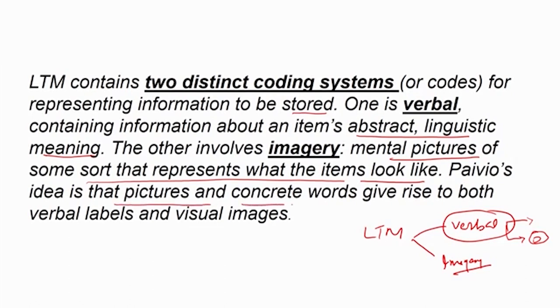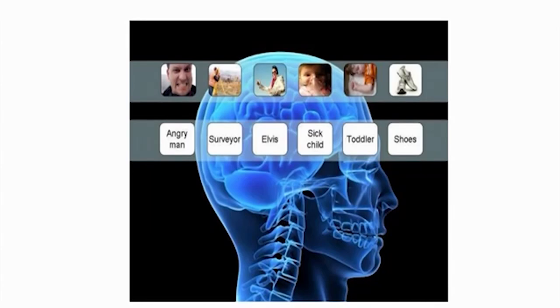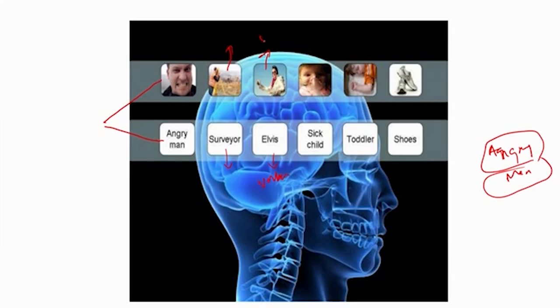Now, Paivio's idea is that pictures and concrete words give rise to both verbal labels and visual images. So, when you imagine something, two codes actually run. There are two different formats in any kind of storing that happens in memory: one is the visual and the other is the verbal label. When I am asked to remember an angry man, my LTM not only flashes the words angry man, but also flashes the model, this person who looks angry. Also, when looking at the word survivor, my brain is doing this kind of thing. When I am thinking about Elvis Presley, my mind is also having an image of him. So, this is the verbal label and this is the imagery label, and they combine together to form the final code in LTM.